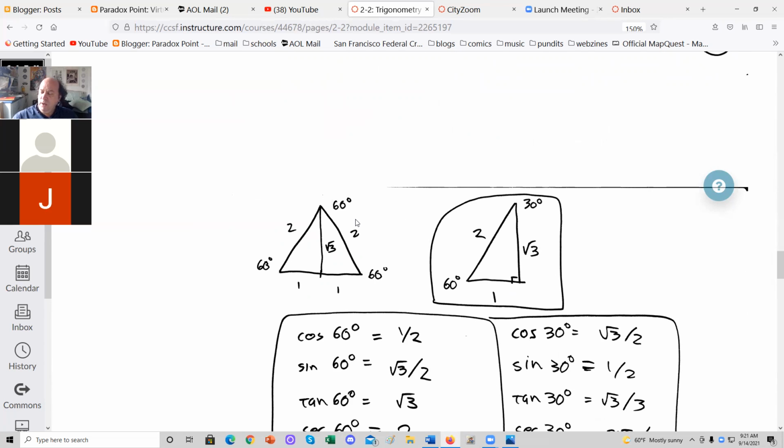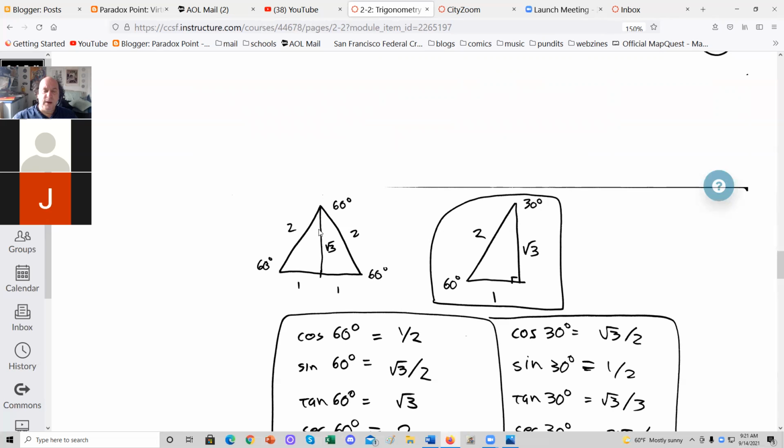There's also the equilateral triangle. Start with an equilateral triangle, 3 equal sides, make them length 2 for convenience sake. Their angles at the corners will also be equal. They add up to 180 degrees, 3 angles add up to 180 degrees. Each one is 60 degrees.